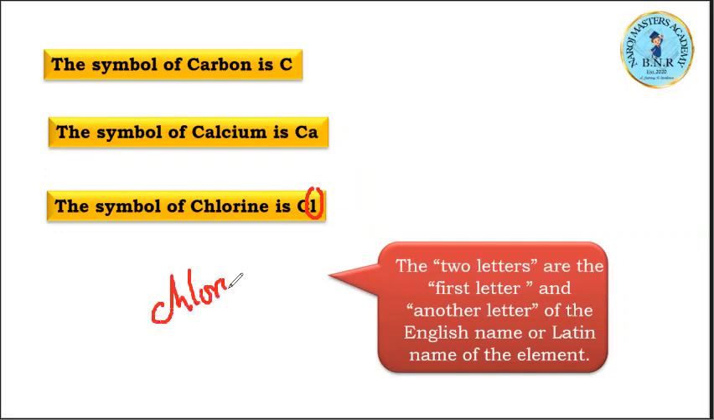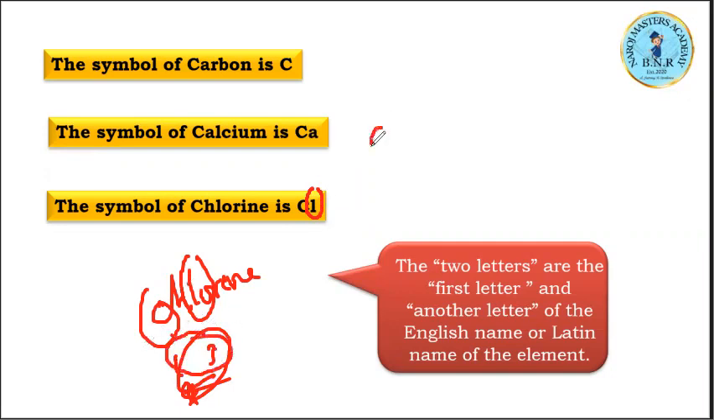Chlorine. What is the position of L? Third. What is the position of C? First. Okay, 1 comma 3 here. First letter and third letter. If you see calcium, first letter and second letter. Very important: it's not necessary to write only first and second, and it is not necessary to write only first and third. We have different ones as well.